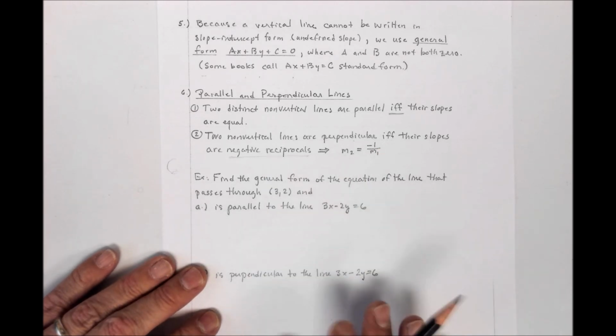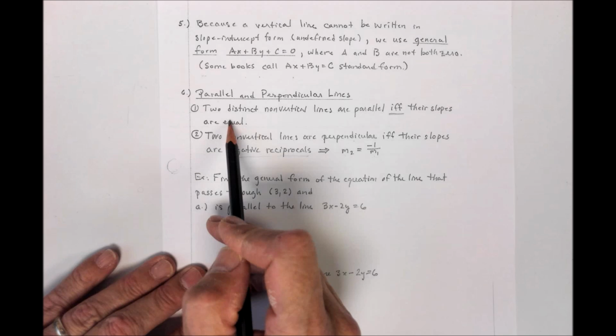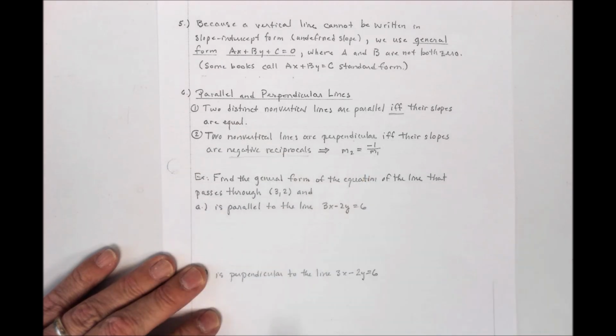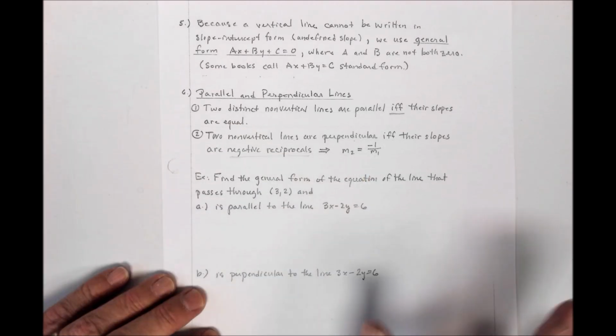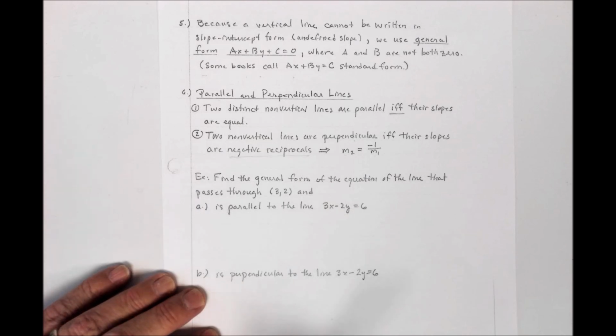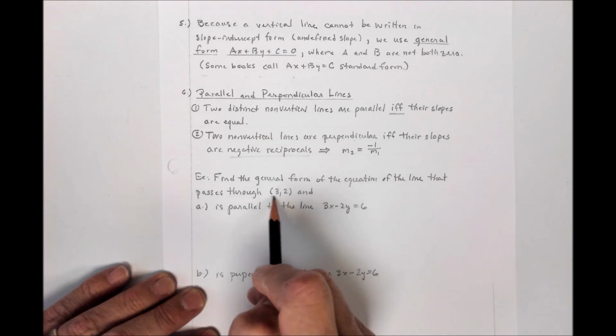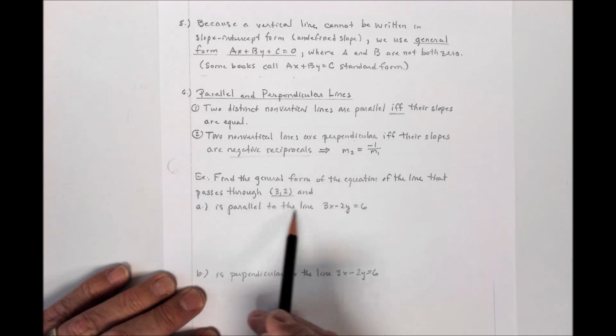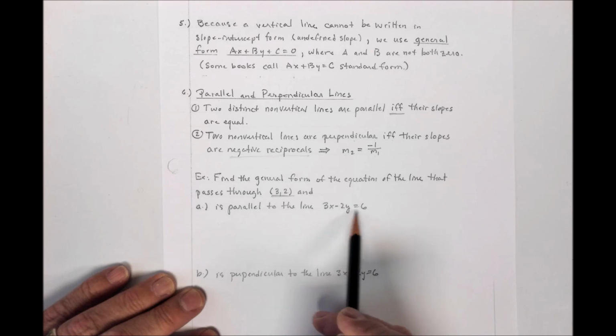And that's really useful, that parallel lines have the same slope and perpendicular lines have slopes that are opposite reciprocals. Now let's use that and the idea of general form here to answer this example. Find the general form of the equation of a line that passes through the point (3, 2) and is parallel to this line, 3x minus 2y equals 6.